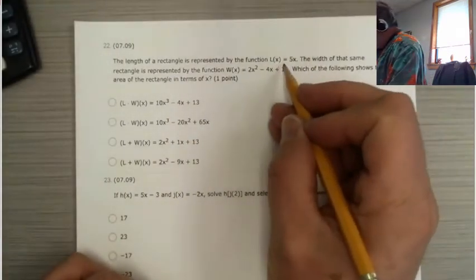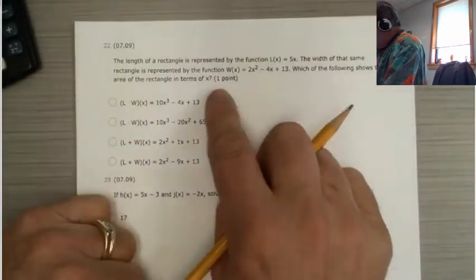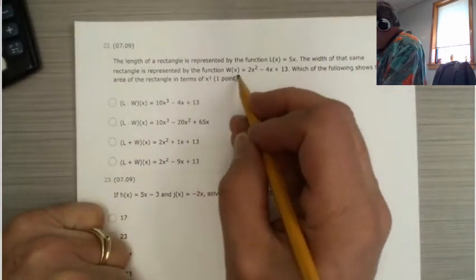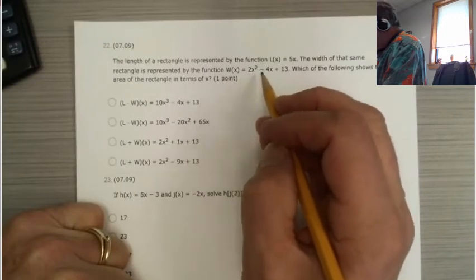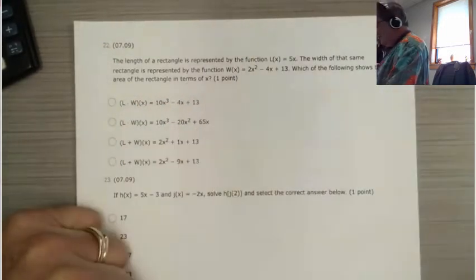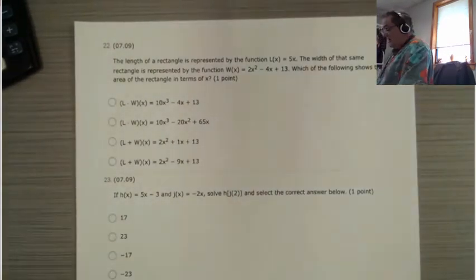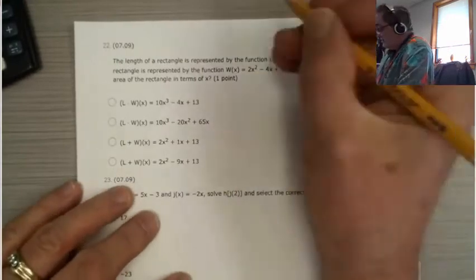The length of the rectangle is represented by the function l of x equals 5x. The width of that same rectangle is represented by the function w of x equals 2x squared minus 4x plus 13. Which of the following shows the area of the rectangle in terms of x?